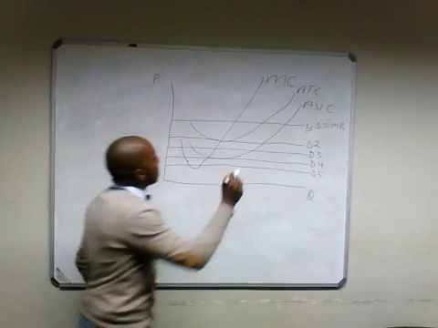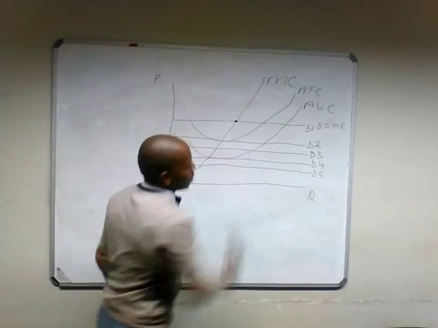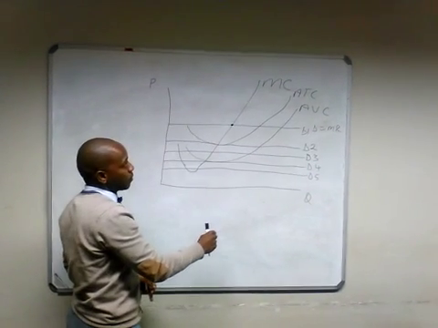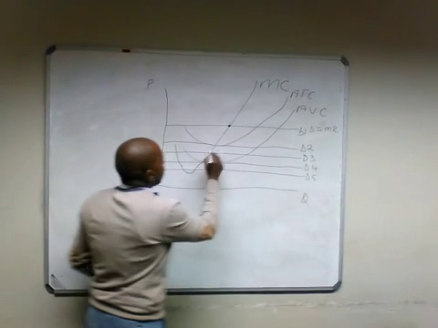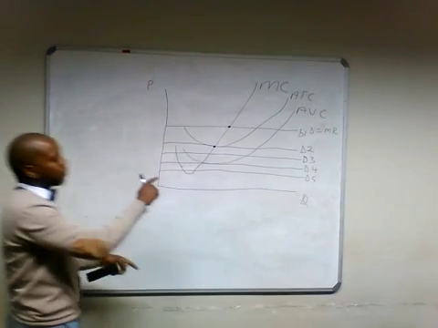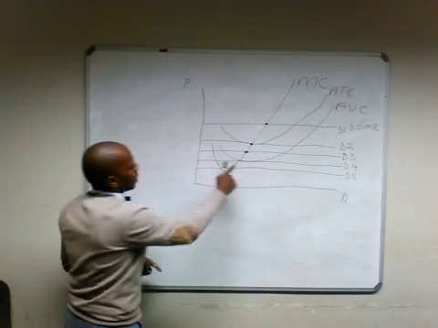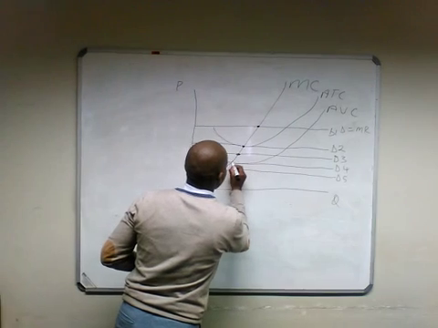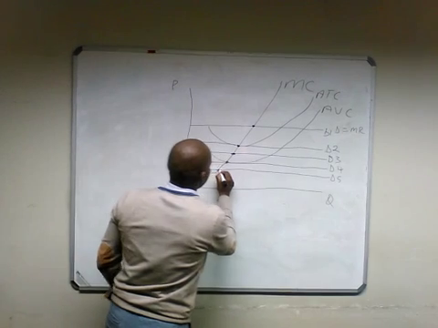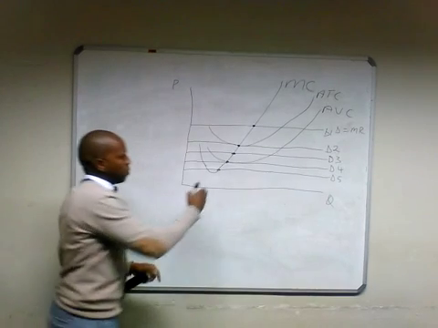In D1, MC is equal to MR at this point. The marginal cost is equal to the marginal revenue at this point. And then at D2, MC is equal to MR at this point. In D3, MC is equal to MR at this point. And in D4, MC is equal to MR at this point. And then in D5, MC and MR are equal at this point.